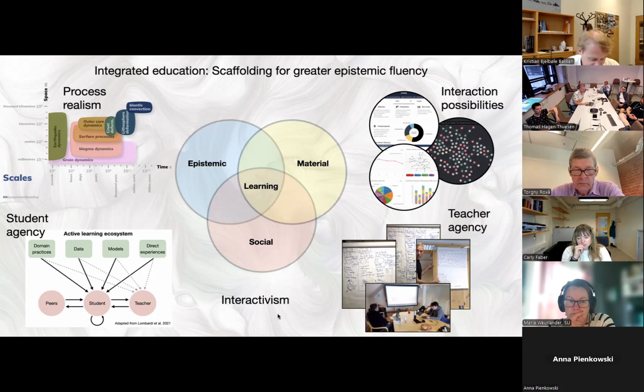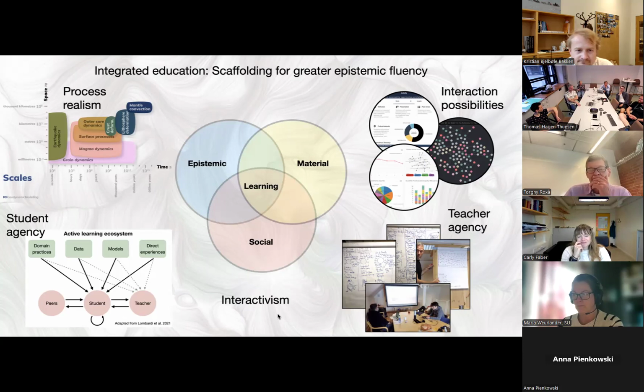And then the interactivist view of learning and social ontology allows us to merge our process realist view with what education is about. So it's a very integrated worldview that supports all of the different epistemic perspectives that we need in order to do this. So that is my suggestion for how we might move forward towards a more integrated education.